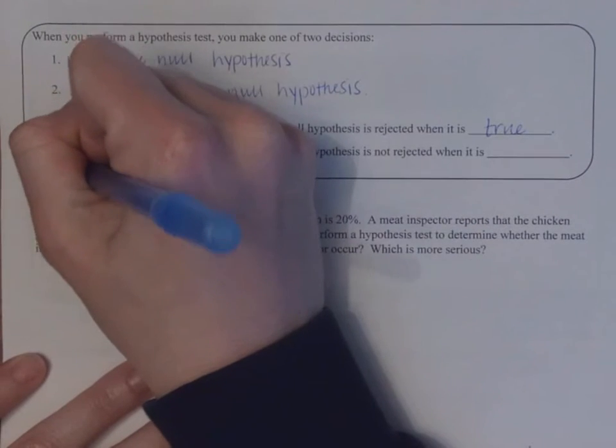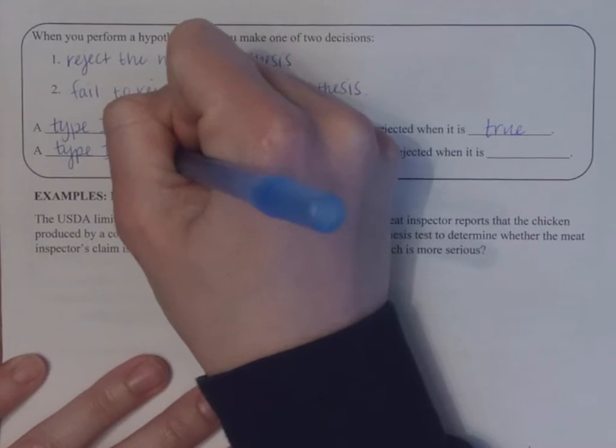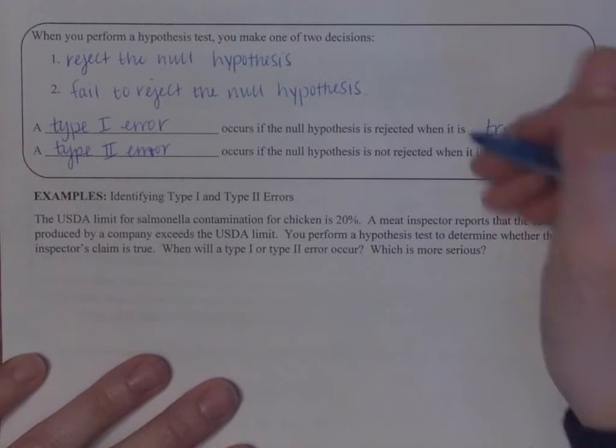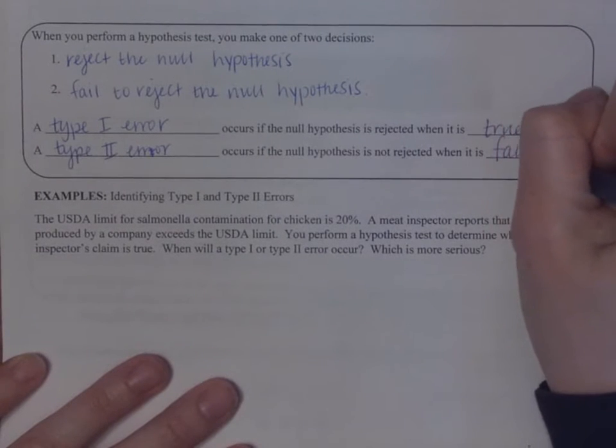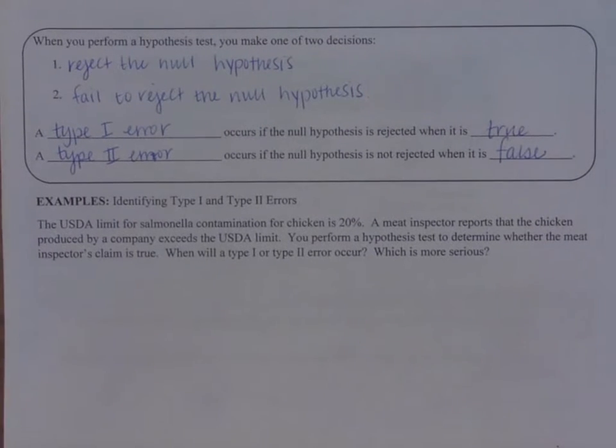And there's a type 2 error, which occurs if the null hypothesis is not rejected when it is false. So you say it's true, but it's not. So there are the two types of errors. So, identifying type 1 and type 2 errors.